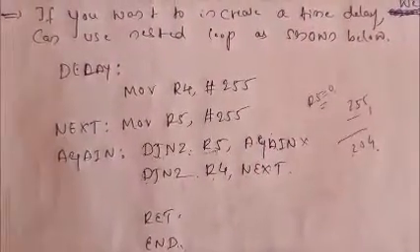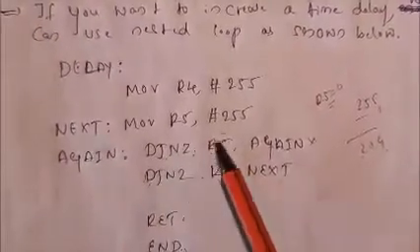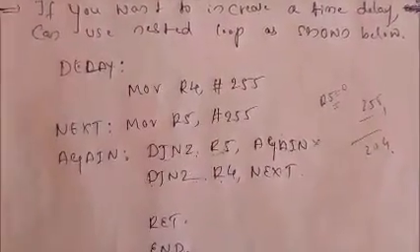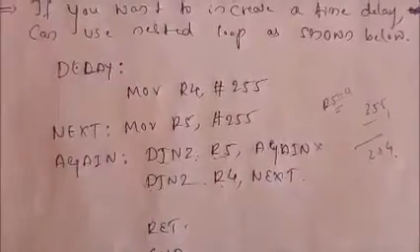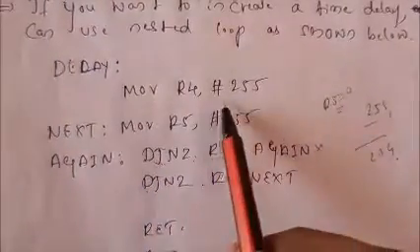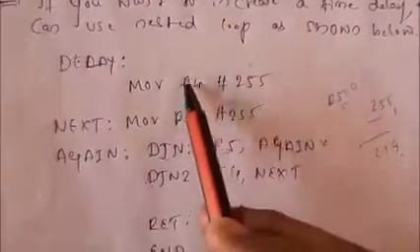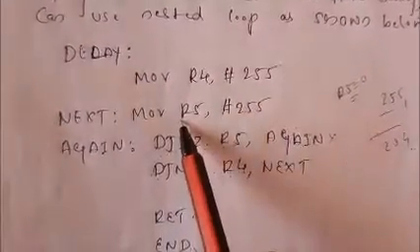Nested is nothing but, as I explained in the previous class, inside a for loop, one more for loop we need to write in C. Like that here also DJNZ. Inside the DJNZ I need to write one more DJNZ. So how to write here? This is MOV R4, #255. 255 is loaded to R4. Similarly R5 also, I am loading 255 to R5.